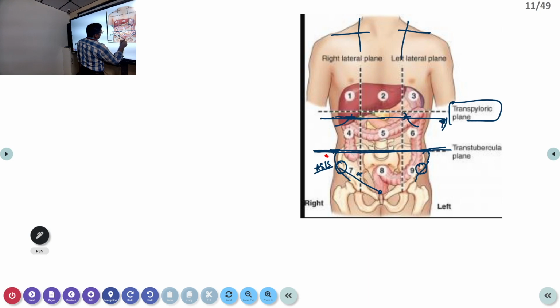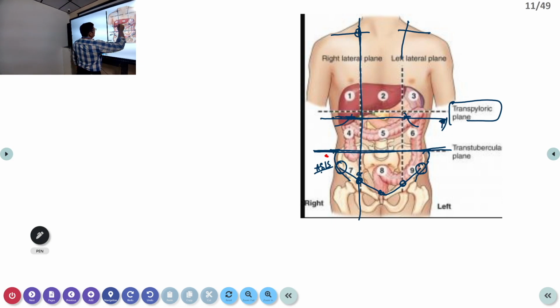Mid inguinal point. So I take the mid clavicular point and the mid inguinal point, and you draw a vertical line, that is the 2 vertical lines. So 4 centimeters above the anterior superior iliac spine, that is the transtubercular line.